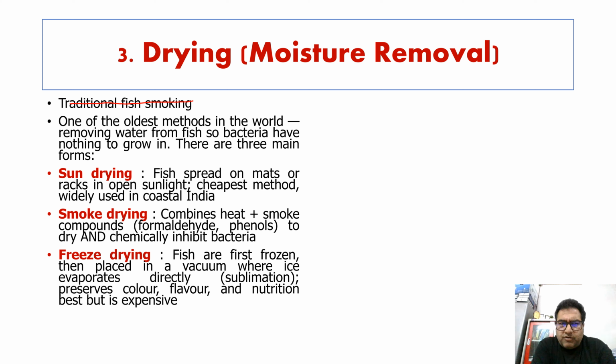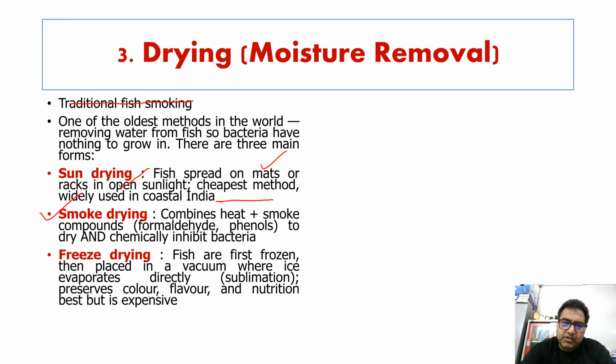But in the case of drying, one of the oldest methods in the world is drying. The fish are spread on mats or racks in the open sunlight. It is the cheapest and widely used in coastal areas, wherein we dry these fish in the open sunlight, and this is one of the best ways to preserve fish. The second important point is smoke drying, that is it combines heat and smoke.